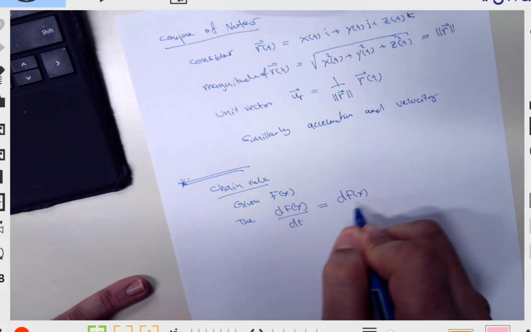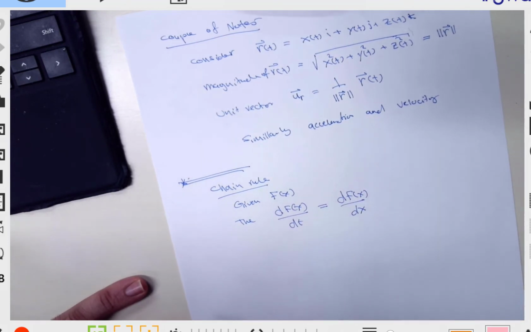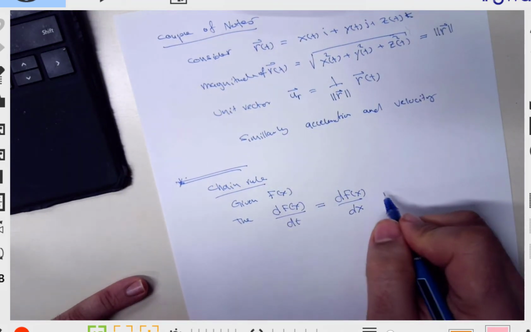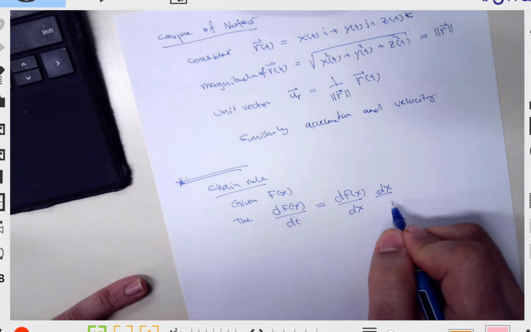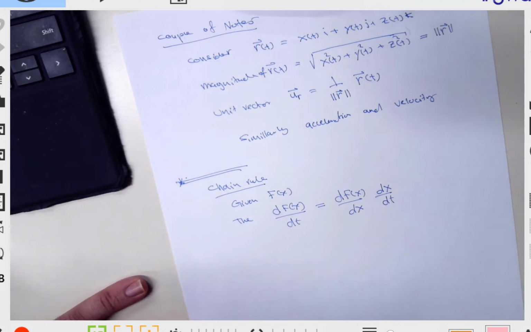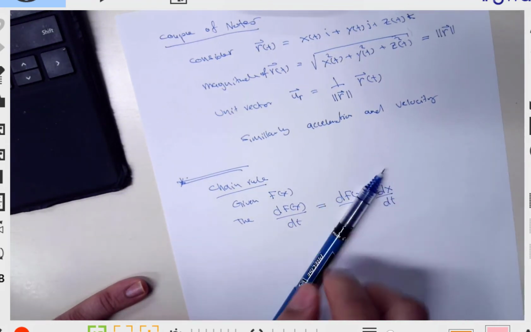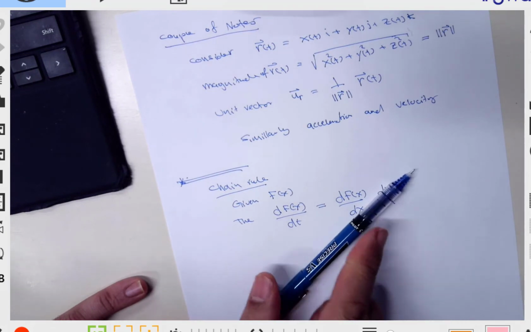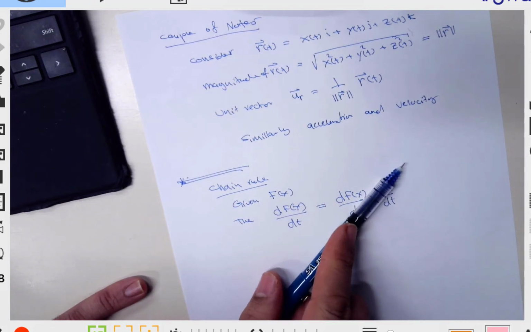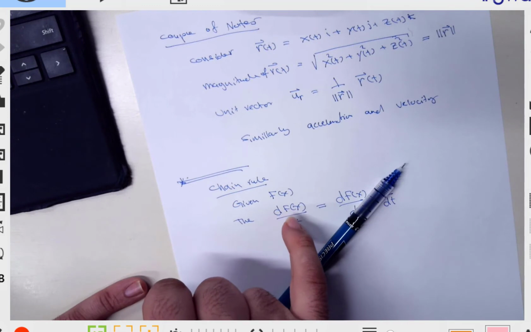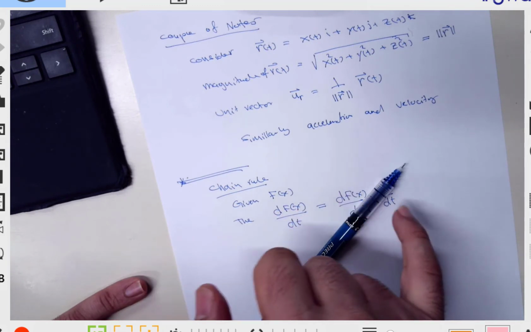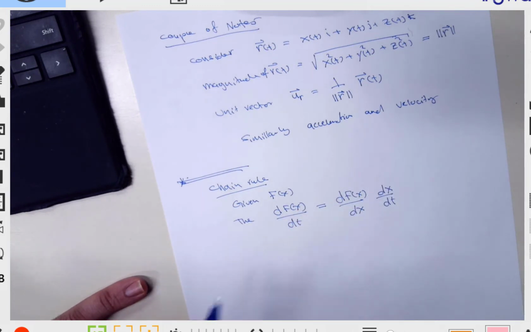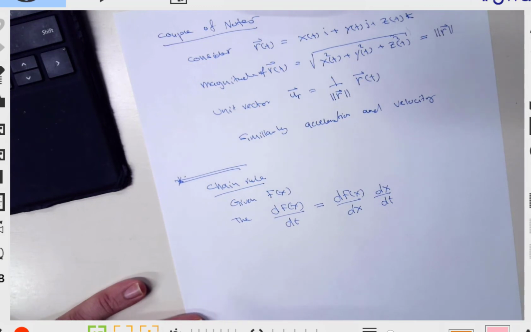as a derivative of this function with respect to its variable, multiplied by the derivative of the variable with respect to time. And again, if you want to think of it this way, it looks like df of x over dt, and this is the same. So I haven't really done much. This is going to help us a lot.